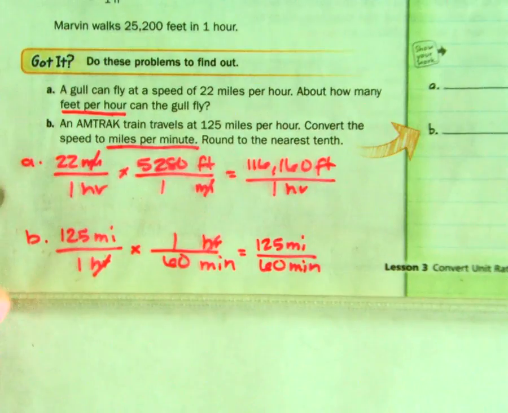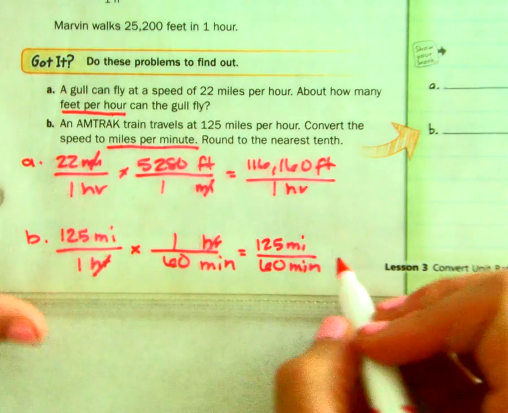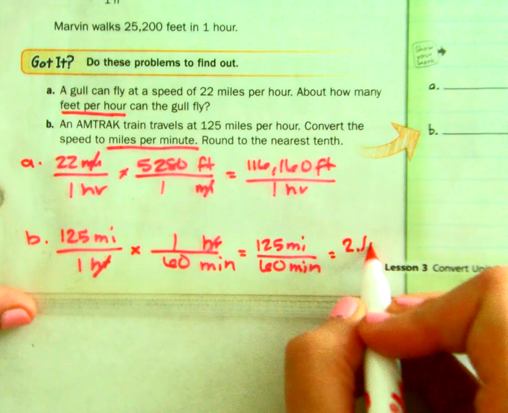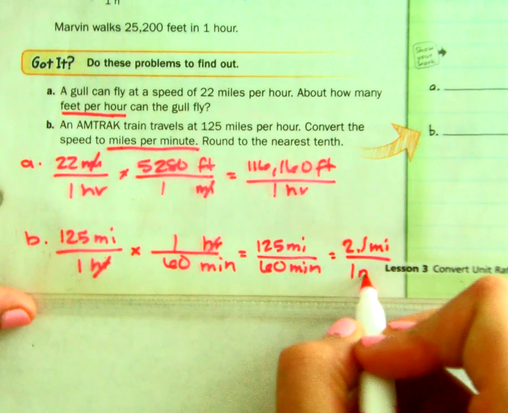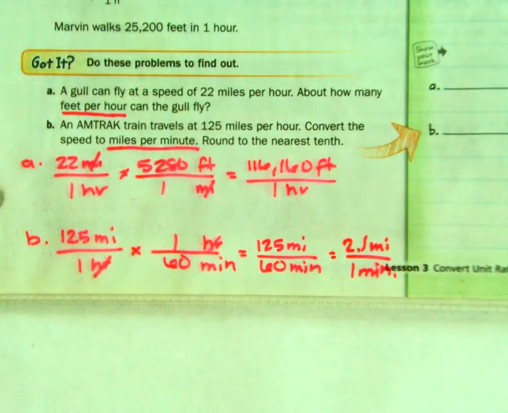And then again, I want it as a unit ratio. So I need to get 1 in the denominator per 1 minute. So I'm going to take numerator divided by denominator, which gives me 2.1 miles over 1 minute. So 125 miles per hour is the same thing as 2.1 miles per minute.